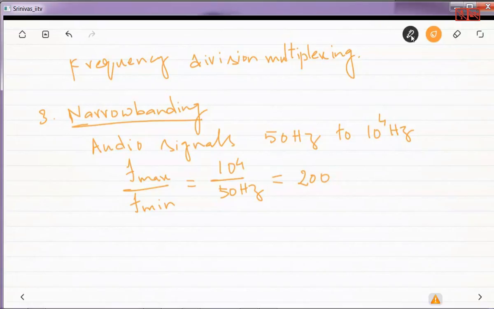So now let us consider translating this frequency to a carrier frequency of how much should we say? Let me take this example from the notes. So maybe 1 megahertz. So let us see this.